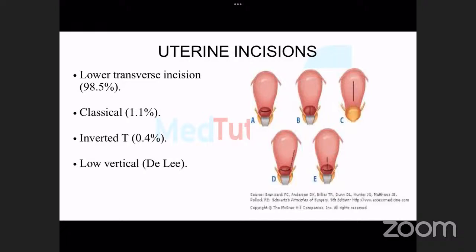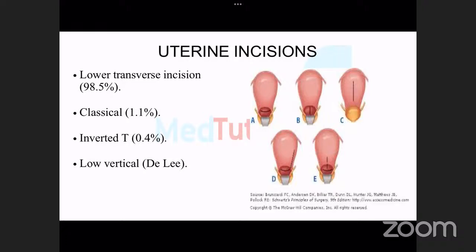Inverted T and J-shaped are done because of certain peculiarities. But the commonest incision is low transverse incision. Then you can do inverted T. Inverted T is you made a lower segment incision, and then you don't have adequate exposure, so you now make a longitudinal incision in the lower segment to improve exposure. D is your J shape. You look at it, there's a lower segment incision with an extended cut on one side.